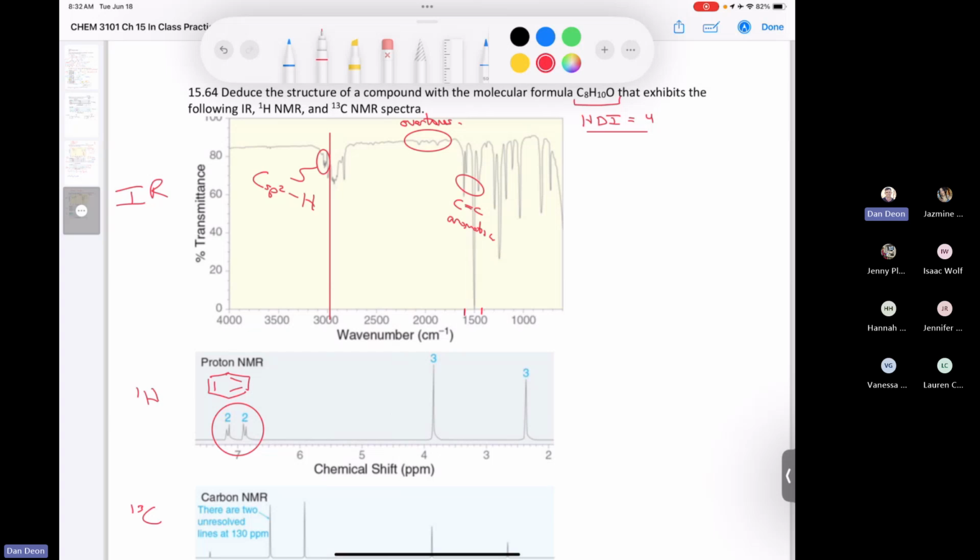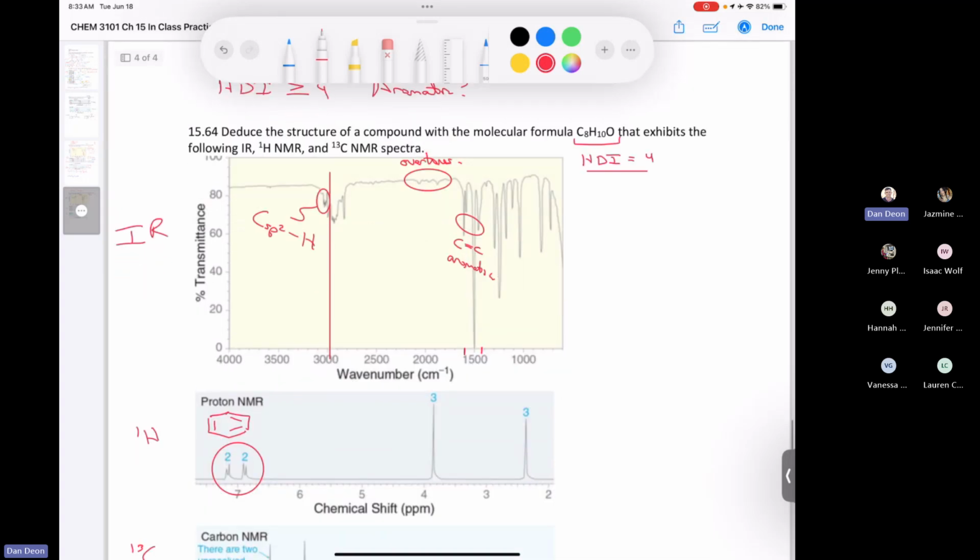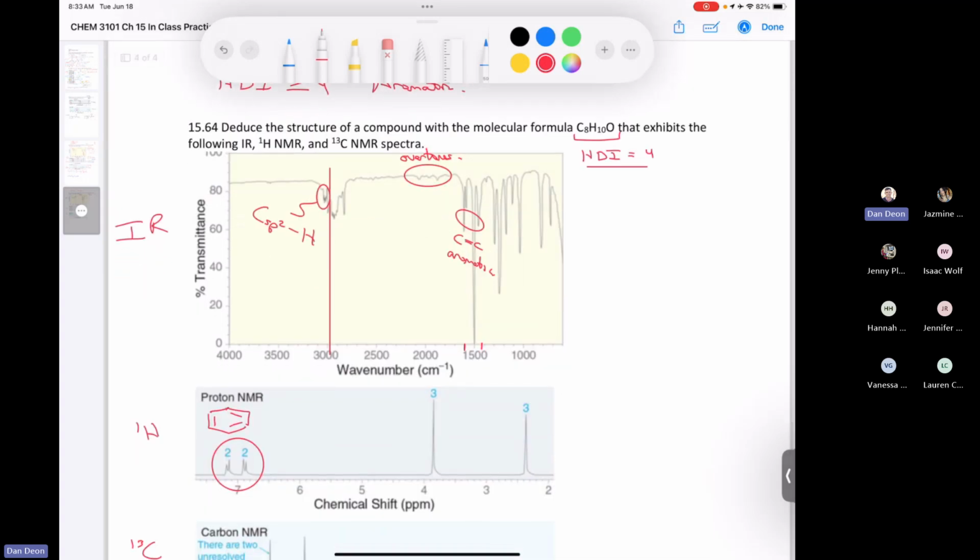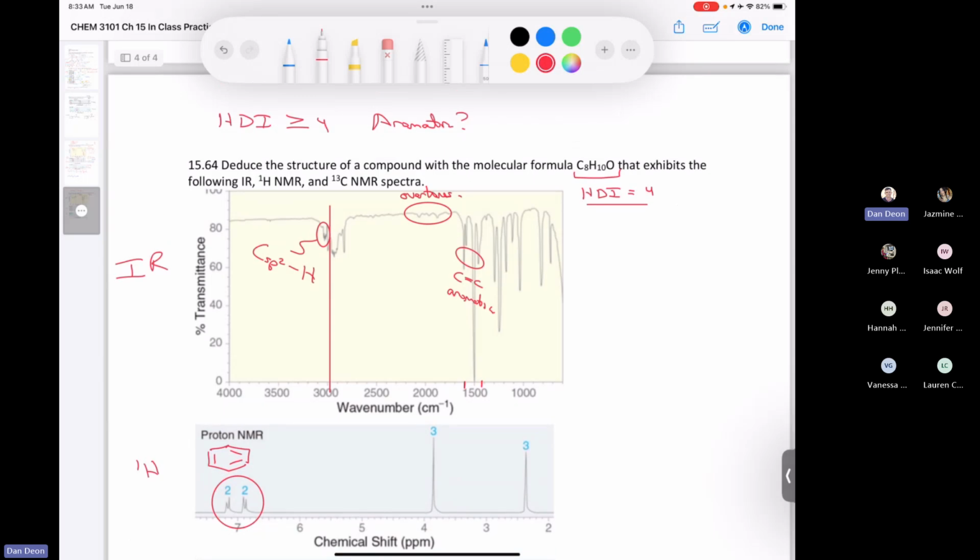Anyhow, we also have an oxygen in this compound. So what else can we say about the functional groups? If the HDI is 4, an aromatic ring has an HDI of 4, right? So if we have an oxygen and there's no alcohol here, so it's not an alcohol, what is the functional group that must be in this compound? The other functional group besides the aromatic ring.